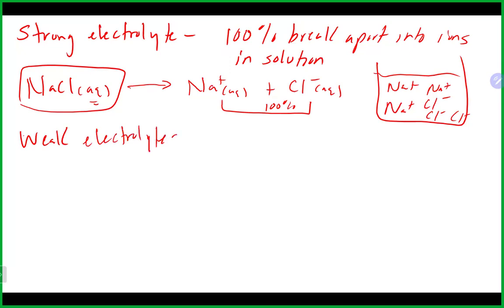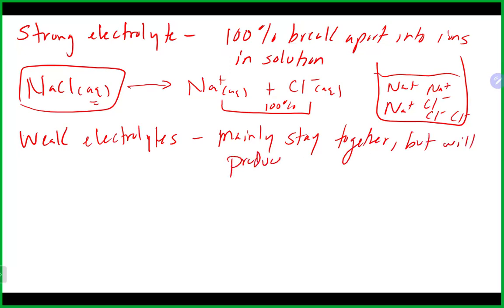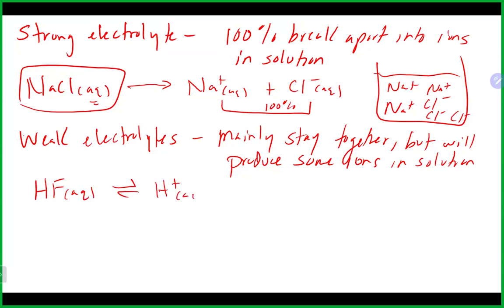And weak electrolytes actually will mainly stay together, but will produce some ions in solution. So if you took something like hydrofluoric acid, which is actually a weak acid and also a weak electrolyte, it will break apart into H plus and F minus.